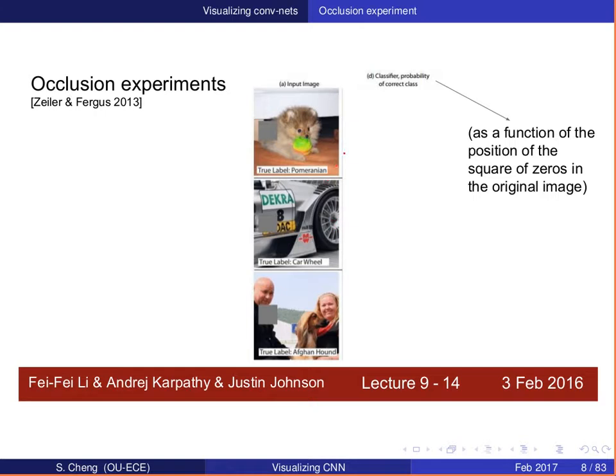What they did is take the image and occlude part of the image, and see what happens to the output score. Of course, you expect that if I occlude some parts here and there, it will affect the score. What do you expect if I occlude here, as shown, this dot? Do you expect the score to be higher or lower for recognizing this Pomeranian?